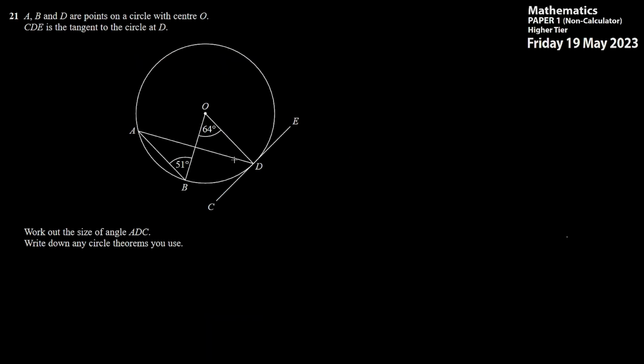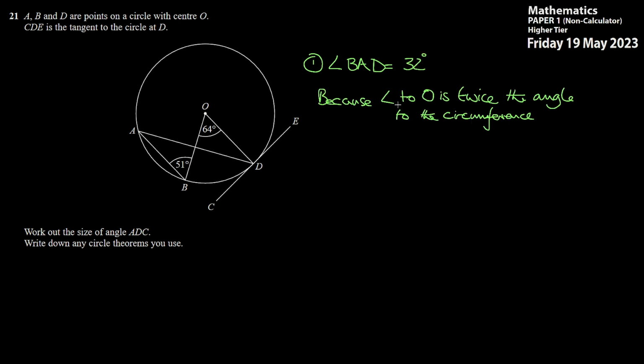So we've got a chord BD, and to the center we've got 64 degrees. So the angle BAD will be half of 64. So fact 1, angle BAD equals 32. And the reason is because the angle to the center is twice the angle of that to the circumference. So we've got this angle here as 32 degrees.